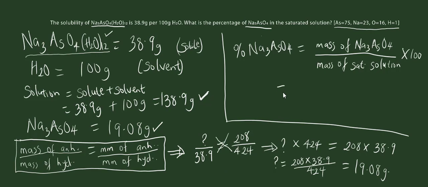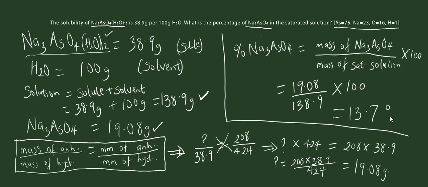So my friends, we have 19.08 divided by 138.9 all multiplied by 100. Give me a second while I calculate that. Good. So the final answer is 13.7%.